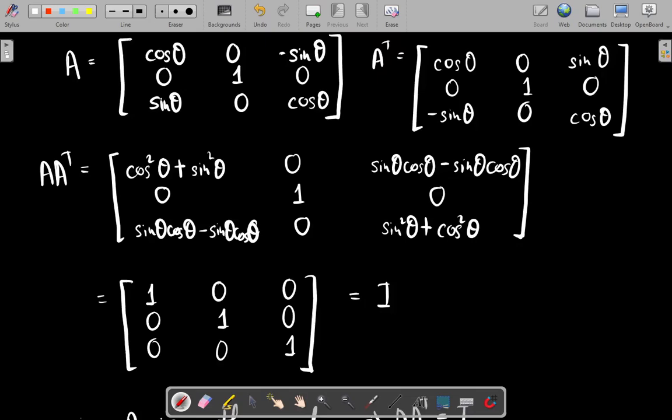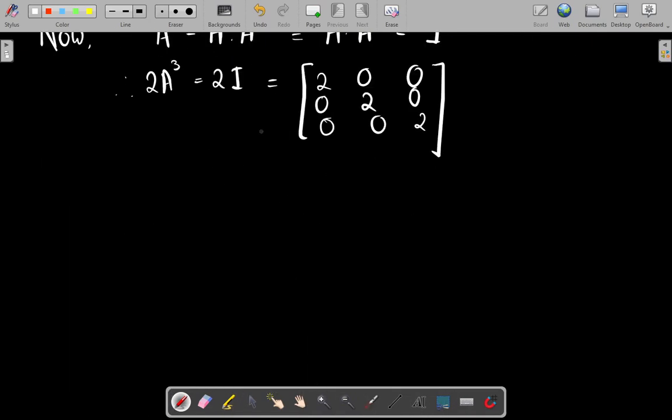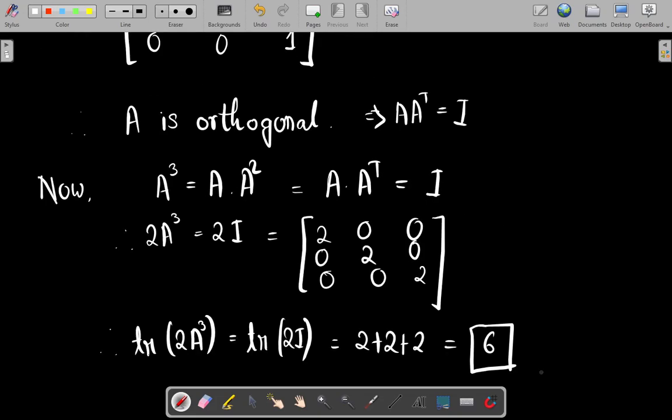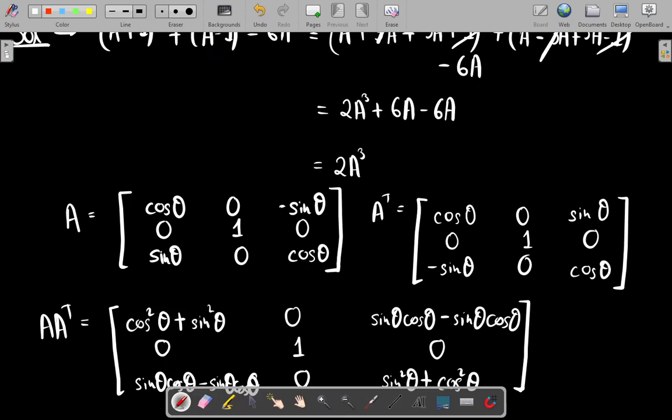So we have to find the trace of this 2A cube, which is very easy. The trace is the sum of the principal diagonal elements. So the trace of 2A cube is equal to the trace of 2I, which is 2 plus 2 plus 2. So this is 6, and this is the final answer. I think this was a numerical answer question, so you have to type the number in the exam. Okay, so this is it. The answer is 6. Okay, thank you.